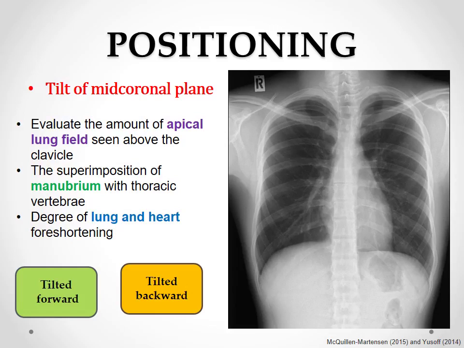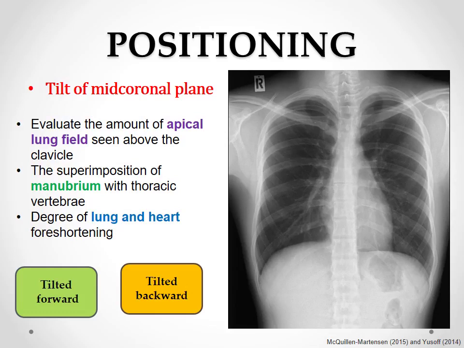Next, we can assess the tilt of the mid-coronal plane based on three things: measuring the amount of apical lung field seen above the clavicle, looking at the superimposition of the manubrium with the thoracic vertebrae, and evaluating the degree of lung and heart foreshortening. If the patient is not tilted, approximately 2.5 cm of lung apex is visible above the clavicle. The manubrium is projected at the level of the fourth vertebra, and the lungs and heart appear without foreshortening.